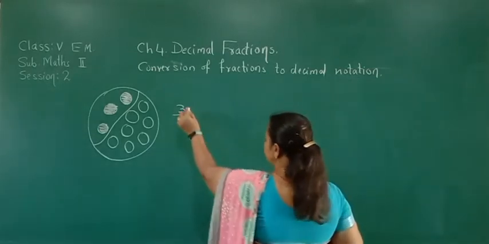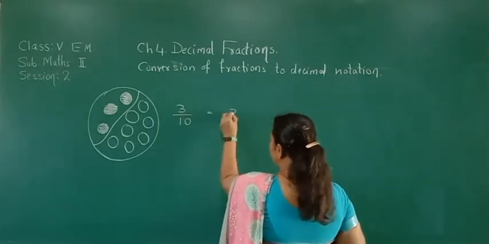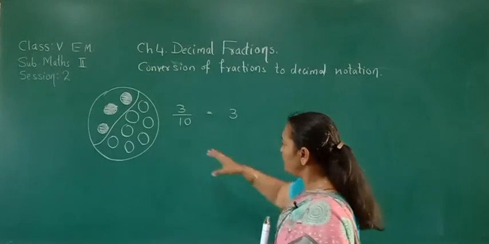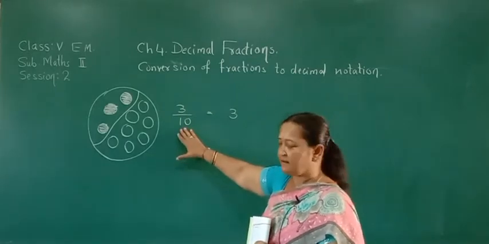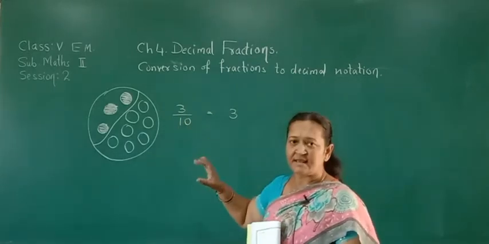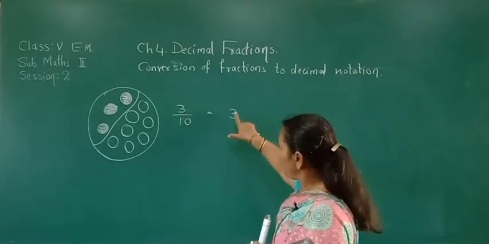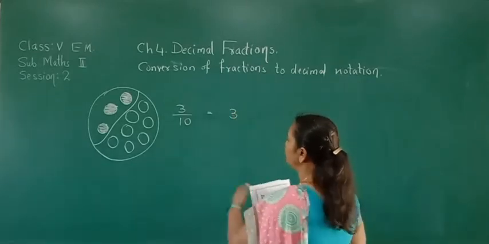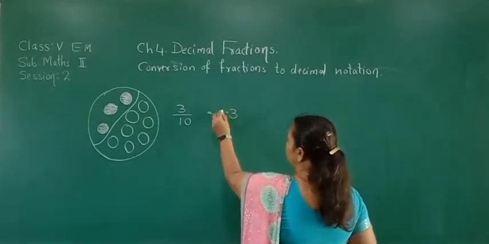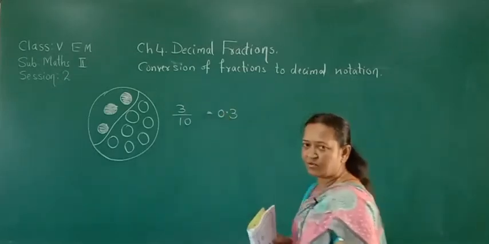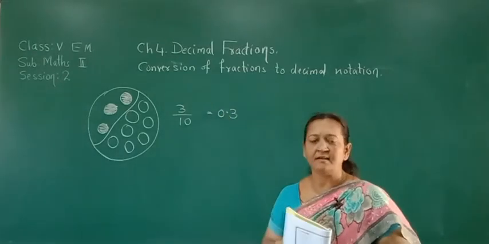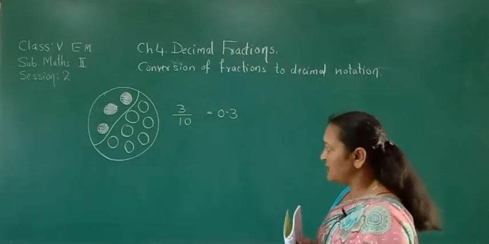Here first, the numerator we should write as it is. Then in the denominator it is 10. In 10 how many zeros are there? One zero. Then count one digit and keep the decimal point. So 3 by 10 is equal to 0.3.